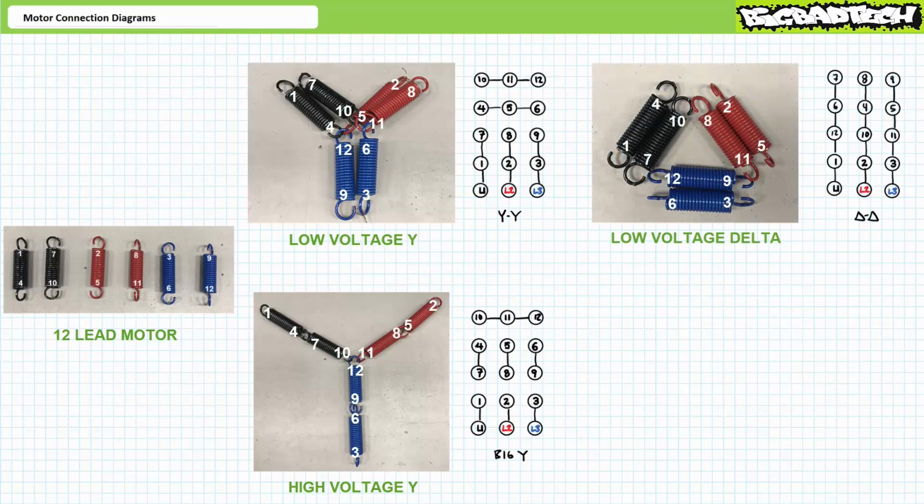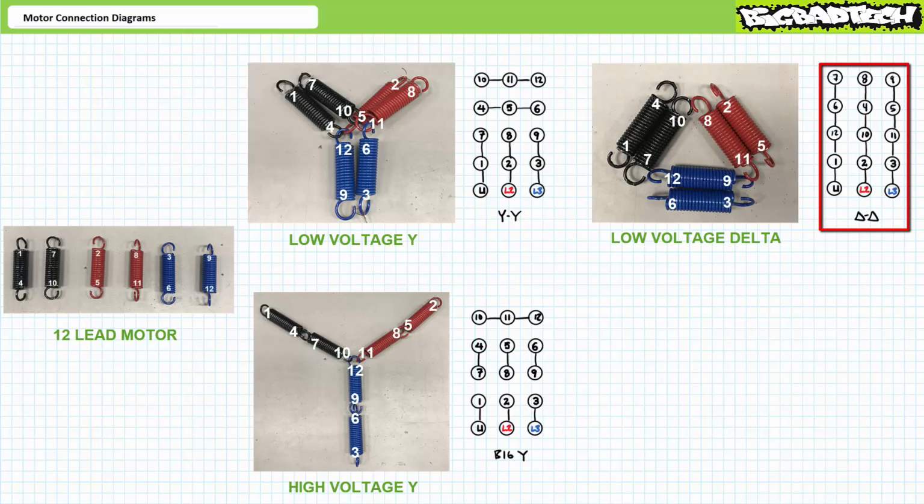In order to configure a 12-lead motor as a low voltage delta, one would make 2 overlapping deltas by conjoining terminals 1, 7, 6, and 12; 4, 10, 2, and 8; and 5, 11, 3, and 9. Primary lines L1, L2, and L3 would be connected to those conjoined terminals, where swapping any 2 applied phase sequences reverses rotational direction. Again, for hopefully obvious reasons, a low voltage delta is sometimes referred to as a delta-delta configuration.